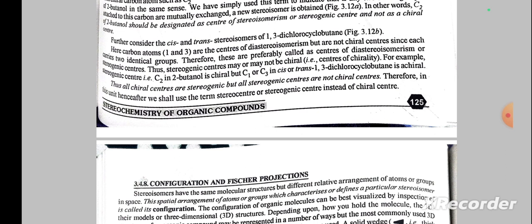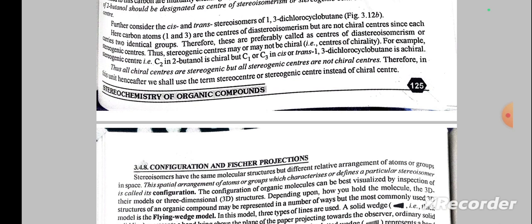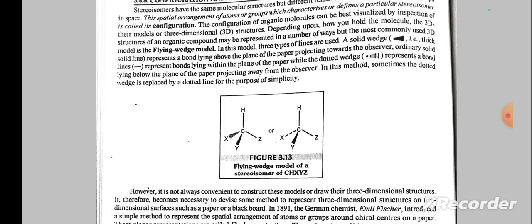Thus, a stereogenic center may or may not be chiral, a center of chirality. For example, the stereocenter C2 in 2-butanol is chiral, but C1 and C3 in cis and trans 1,3-dichlorocyclobutane are not chiral. Thus, all the chiral centers are stereogenic, but all the stereogenic centers are not chiral centers. Therefore, in this unit, henceforth we shall use the term stereocenter or stereogenic center instead of chiral center.